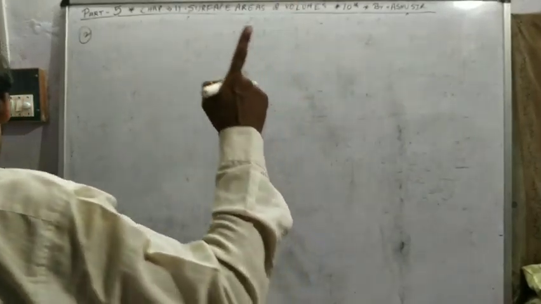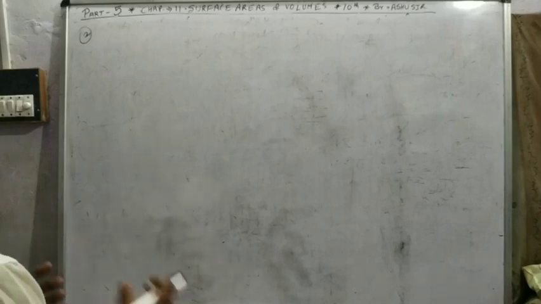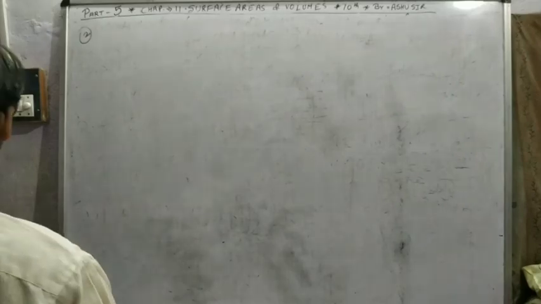Let's see the next question. It is a good question. The difference between the outside and inside surface of a cylindrical metallic pipe 14 cm long is 44 cm square. If the pipe is made of 99 cm cube of metal, find the outer and inner radius of the pipe.